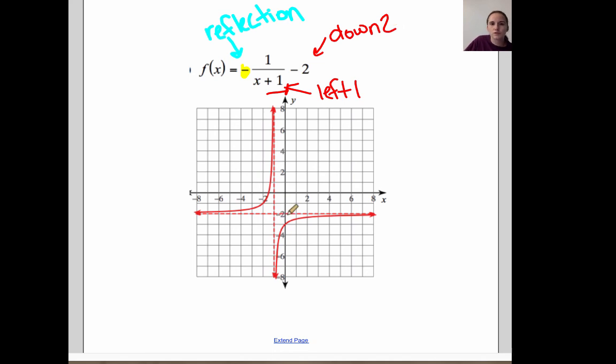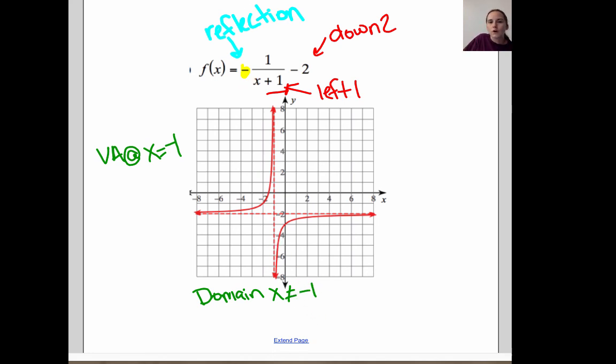So because of the shift to the left 1, our vertical asymptote has changed. So we have a vertical asymptote at x equals -1. And that controls the domain, so our domain means we can't have any x values at -1, so x can't equal -1.